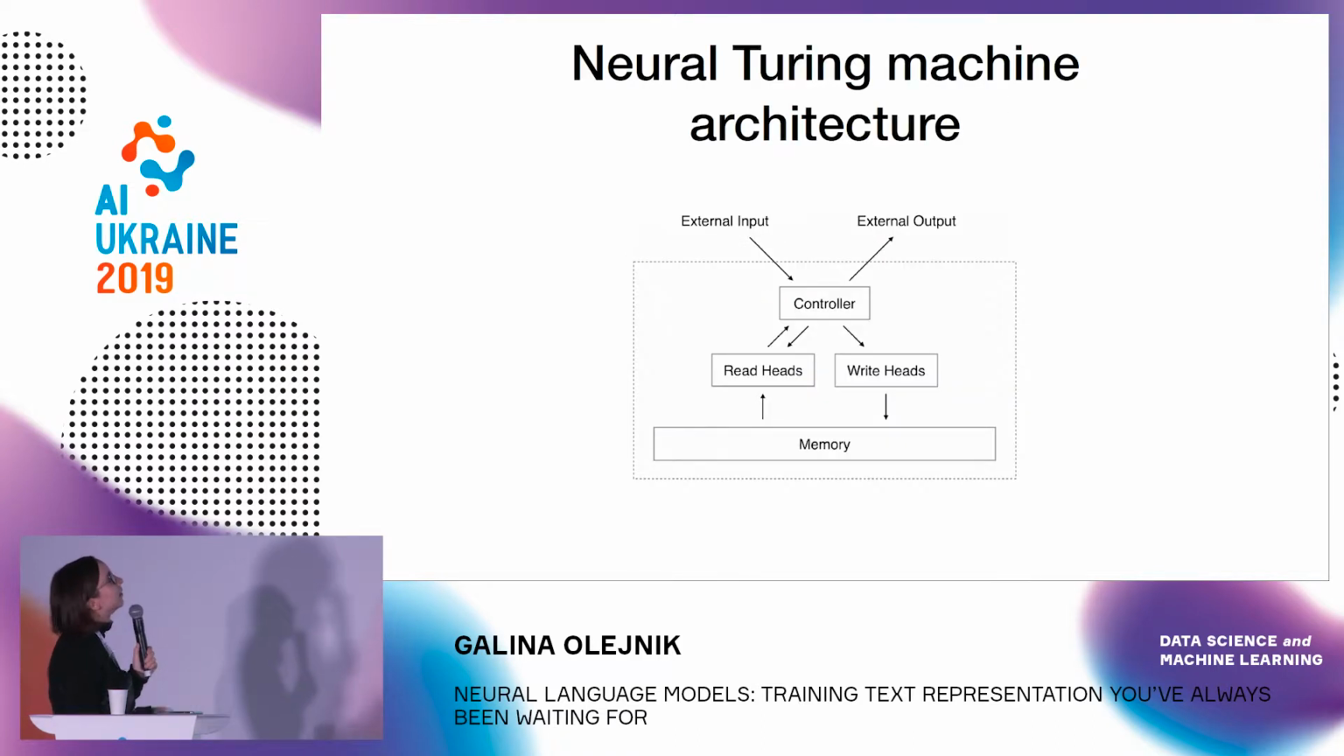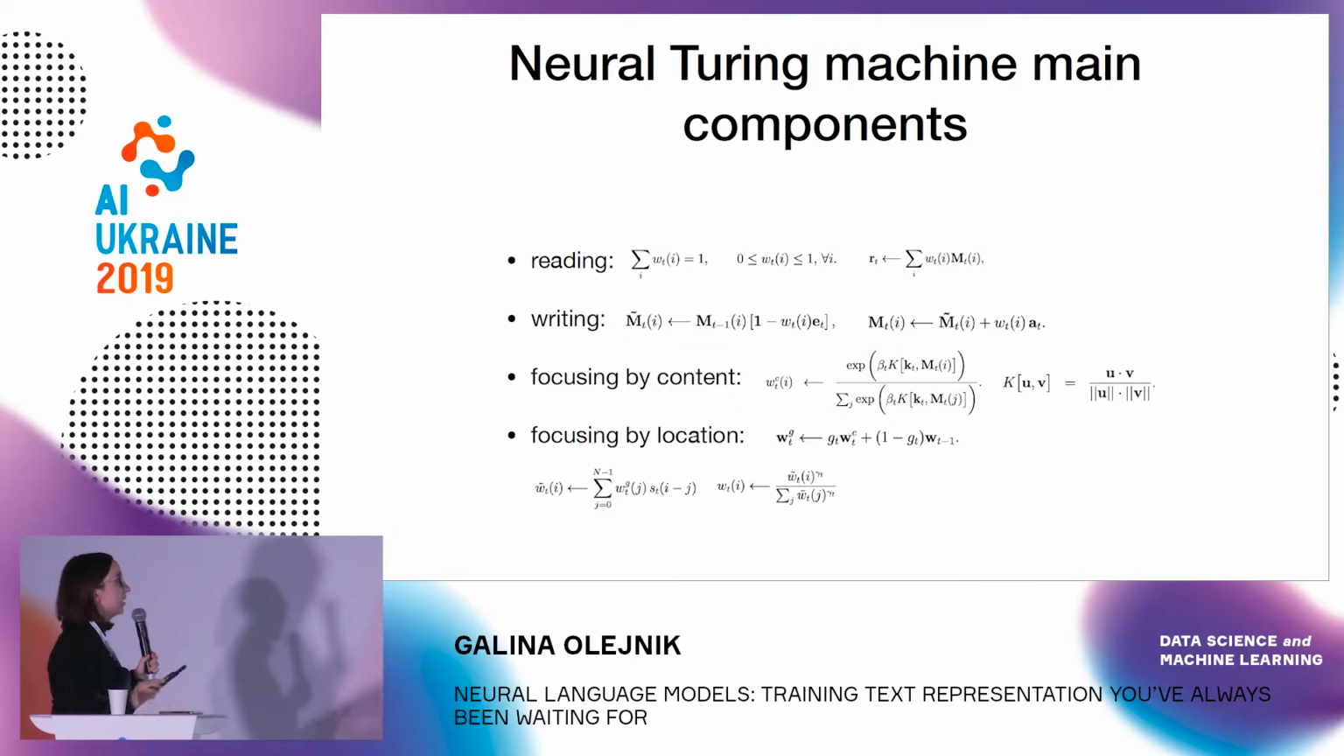Another thing that was also kind of popular, I've heard about it from a lot of people doing natural language processing, is the neural Turing machines architecture. Neural Turing machines are a way to look at the memory that we have. Of course, in our recurrent neural nets we have this memory when we are computing our hidden cells. Let me show this slide. We have these operations: reading, writing, focusing by content, focusing by location.